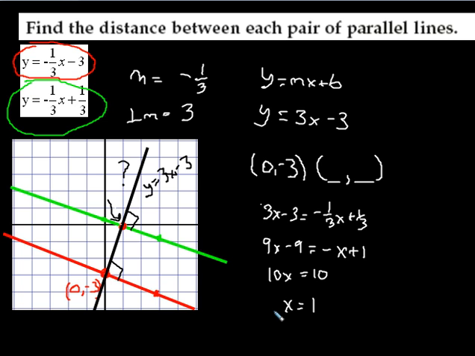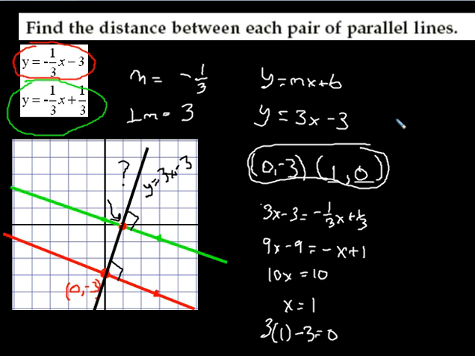I need to know the y-coordinate, so I'll plug it back up in here to find the y-coordinate. 3 times 1 minus 3 equals 0. So now I've got my coordinates. I know (1, 0) are the coordinates, and the only thing left to do is to apply the distance formula with those 2 points.